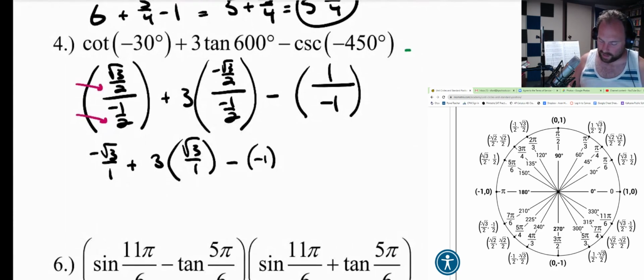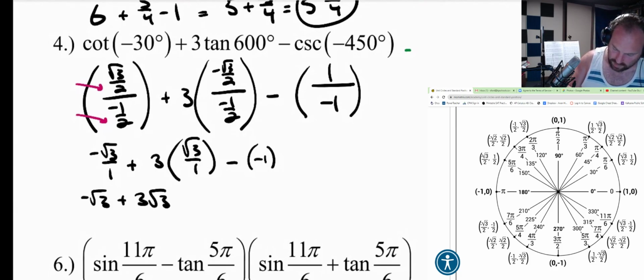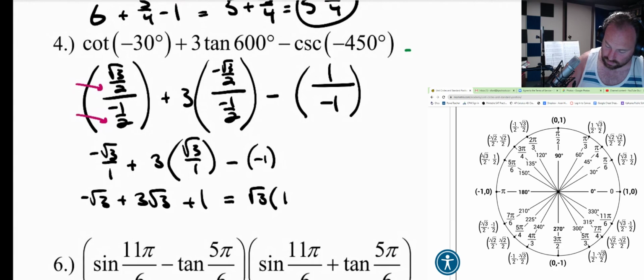So thinking about what we got here and how I want to express it, we have the negative square root of 3 plus 3 square roots of 3 plus 1. So let's go ahead and factor the square root of 3 out of that stuff there. So that is the square root of 3 times, sorry, let's see, factor, it would be negative 1 plus 3 plus 1. And of course, negative 1 plus 3 is 2. So this is 2 roots of 3 plus 1.